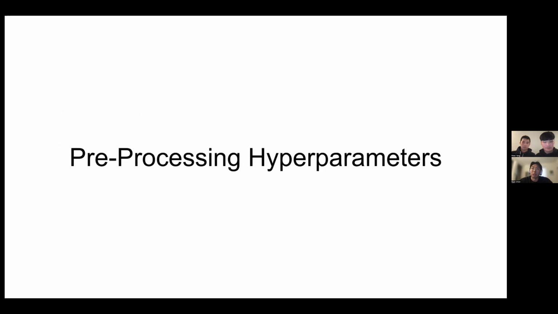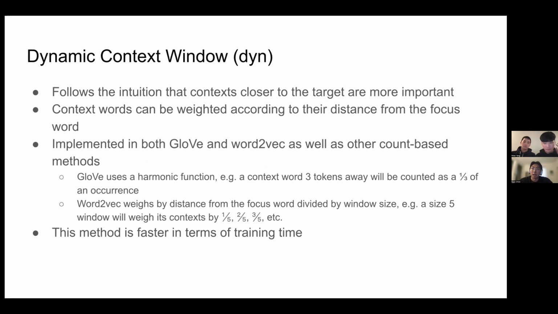First, I'm going to be covering the pre-processing hyperparameters. The first one is the dynamic context window. Rather than a standard context window where the window size is fixed, a dynamic one has a changing window size. This follows the intuition that the context closer to the target is more important, and the context words can be weighted according to their distance from the focus word.